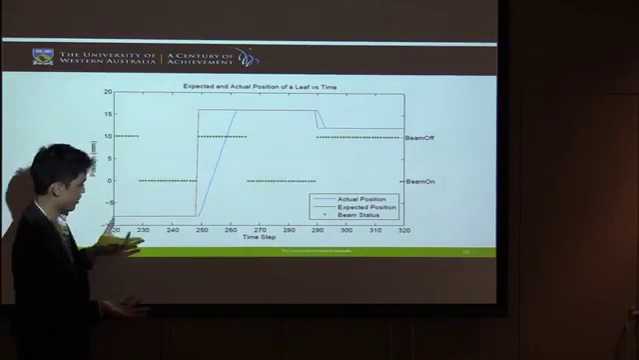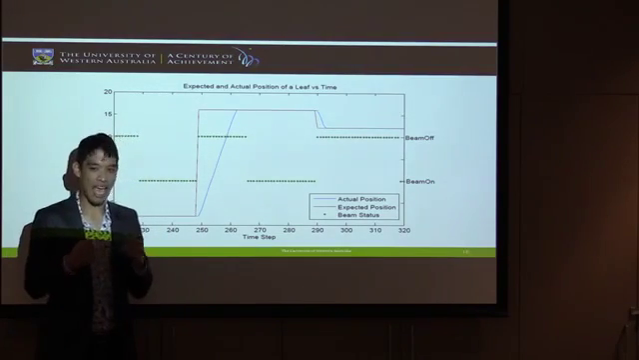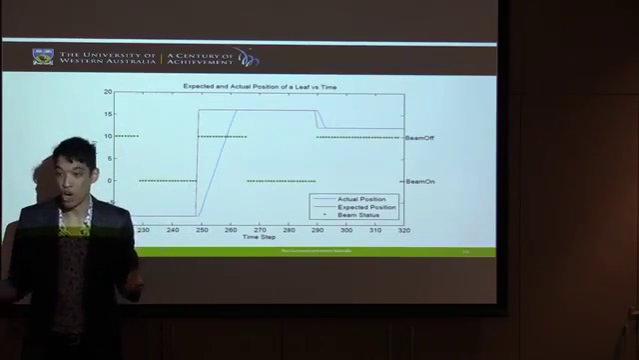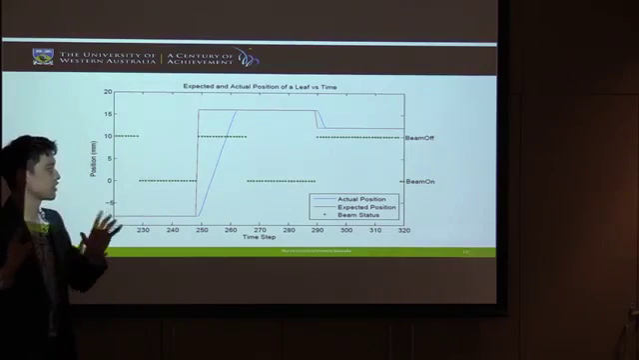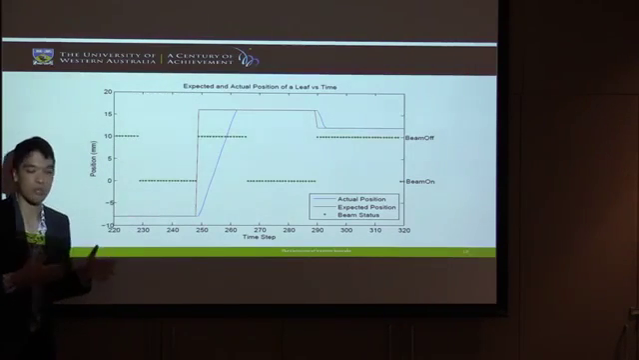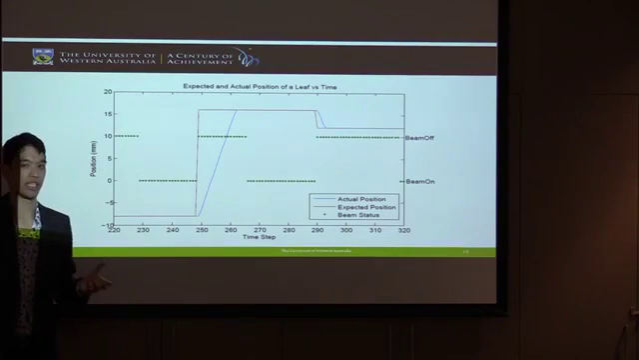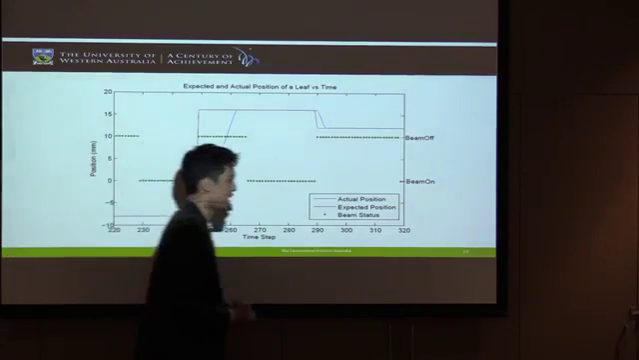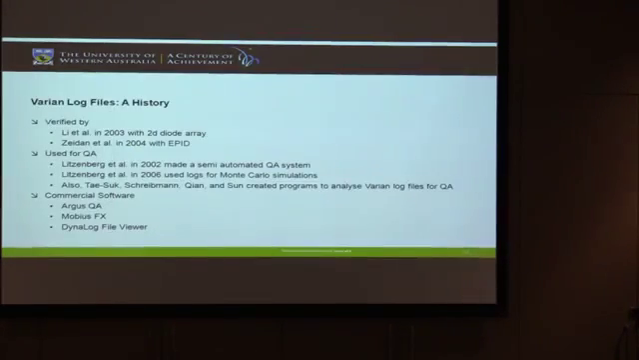This just means that you can't look at the error of the leaves, the expected minus the actual position of the leaves, when the beam is off, because you've got these inconsistencies. The second reason is, of course, if the beam isn't delivering radiation, then there's no point looking at the error, because it shouldn't affect the treatment in any way. So that's that.